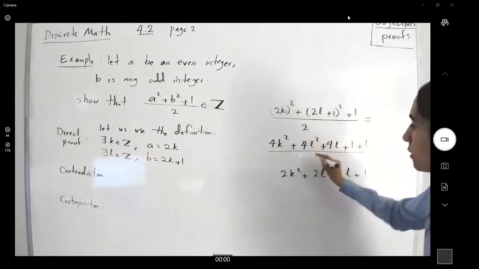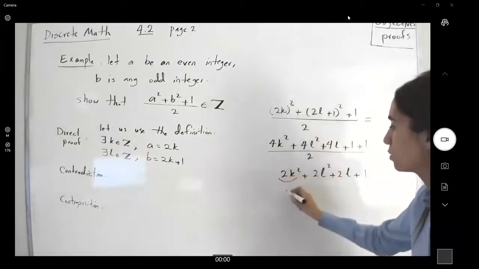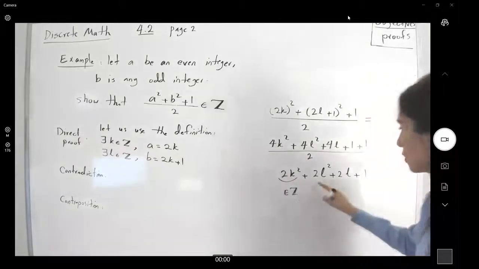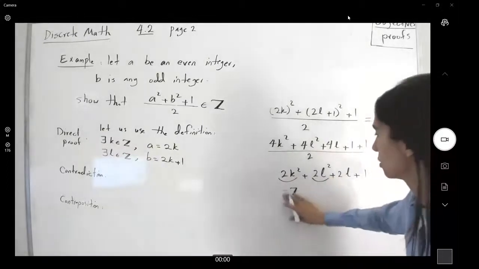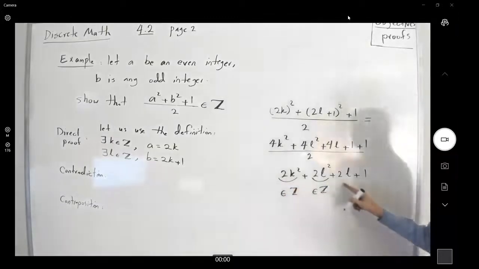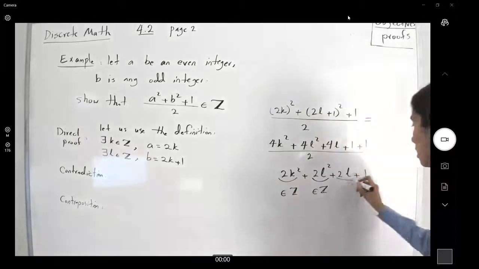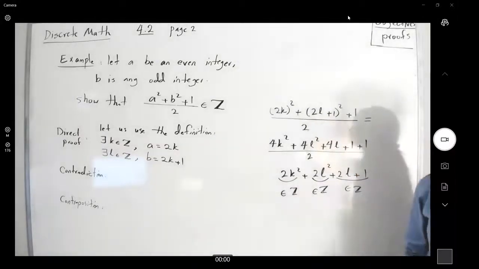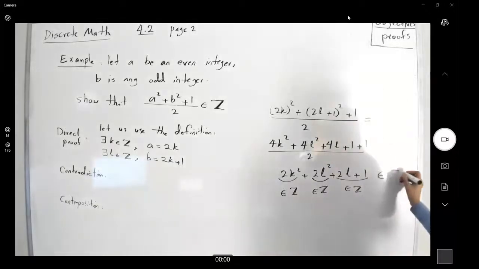So K is an integer. 2K squared is an integer, so it belongs to Z. 2L squared is another integer, belongs to Z. This 2L is also an integer, plus 1 is going to be another integer. The sum of integers, we already know that is an integer. So this is going to be just an integer.